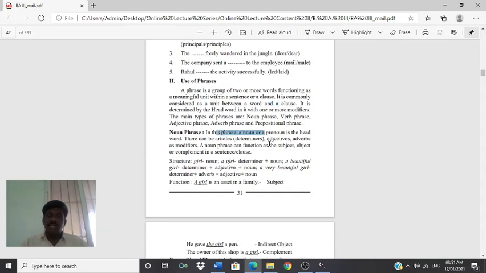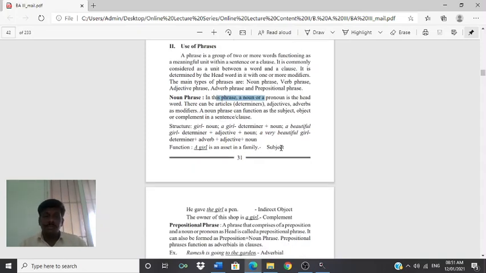In this phrase, a noun or a pronoun is the head word. There can be an article, that is determiners, adjectives, adverbs as modifiers, that modify the meaning of the head word.